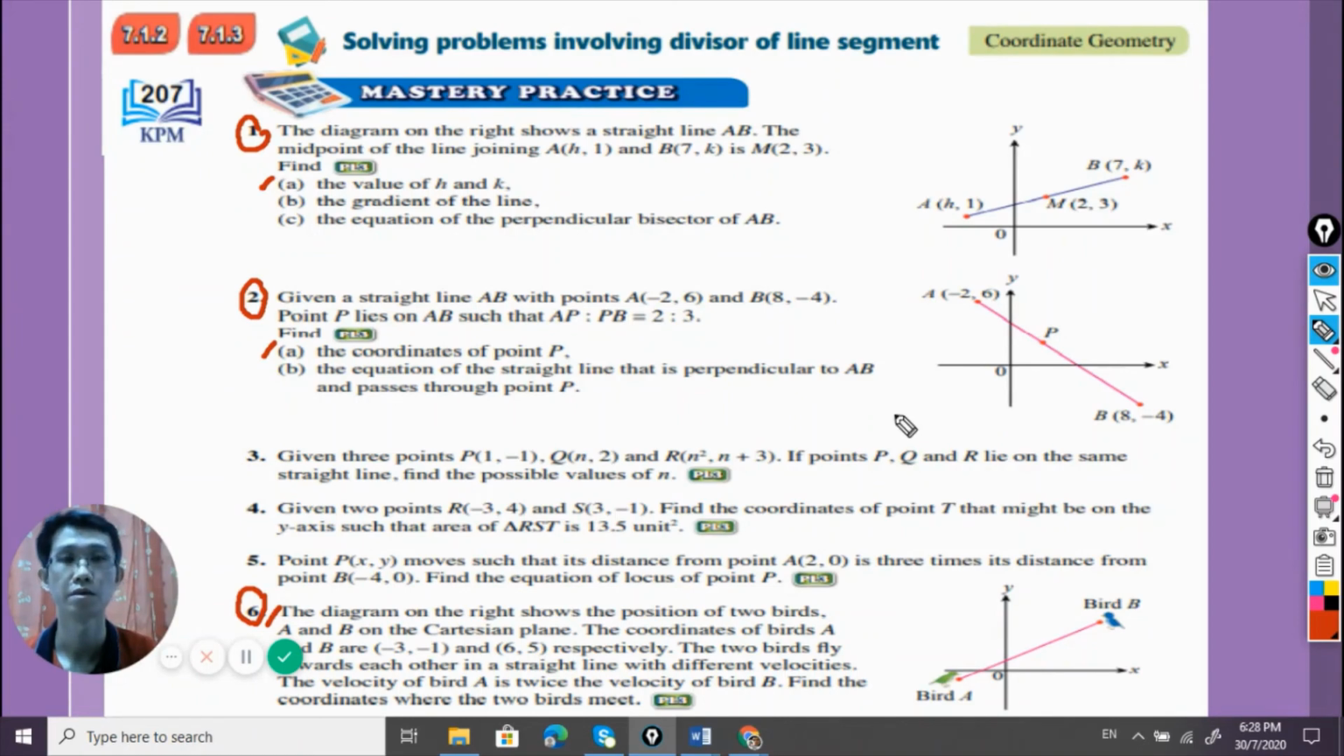I hope my tutorial this time will help you in understanding the technique and strategy to solve problems involving divisor of a line segment.